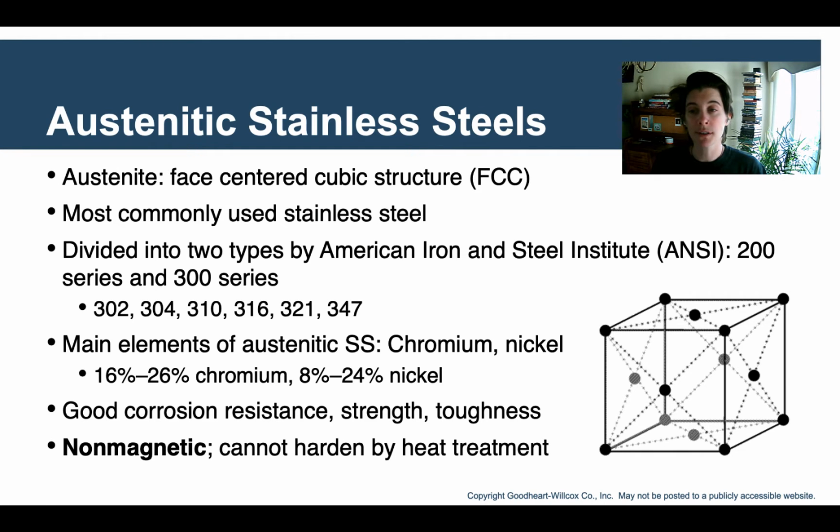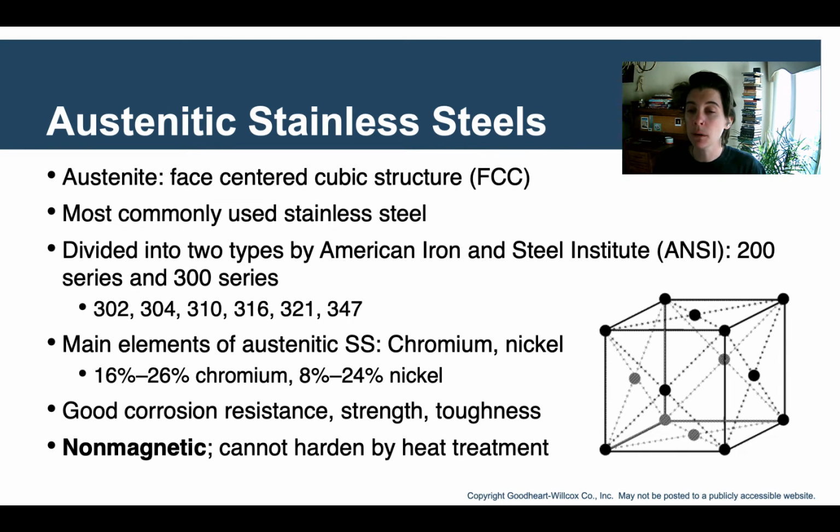So austenite is a face-centered cubic structure. Remember the atoms joining together and forming molecules. So austenitic stainless steel, the basic form of it, is this face-centered cubic structure. And austenitic stainless steel, of course, gets more complicated. It's divided into two types. There's the 300 series and the 200 series.